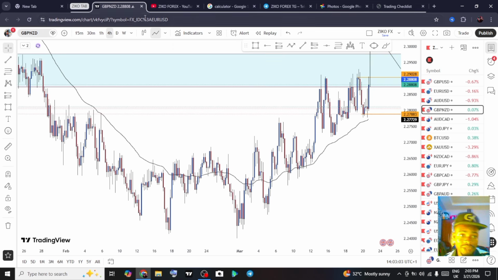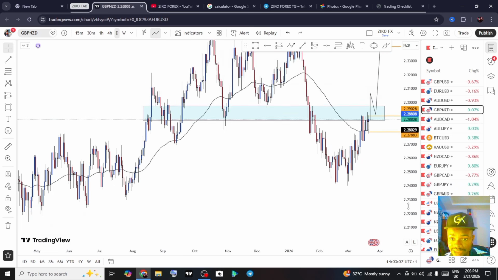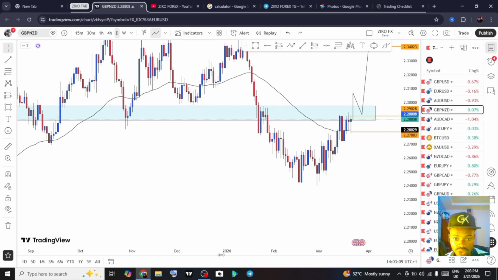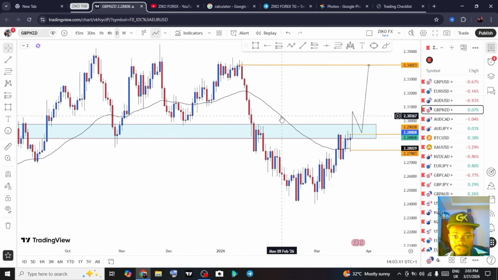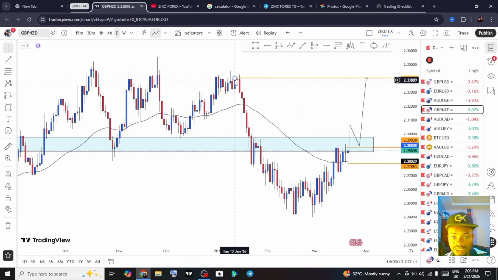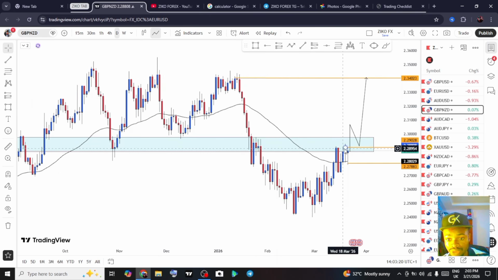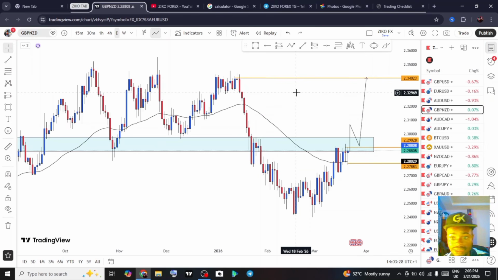GBP NZD is another pair I'm willing to see next week. So from last week, we are predicting buys, and I'm expecting that price will continue buying for this new week, right? Until we get to this structure point, which is the take profit target on the daily time frame. For us to continue buying this new week, we need a clear break and retest above this area to buy, right? You can see that the EMA is now shifting bullish right now. So that is the fourth pair I'm willing to see this week.